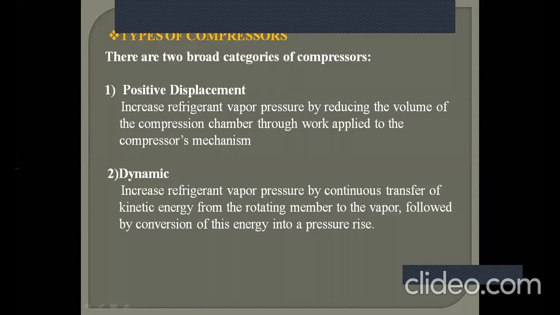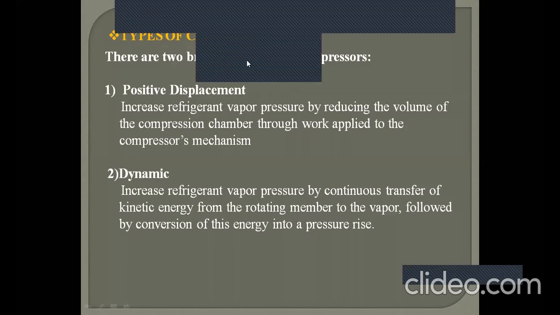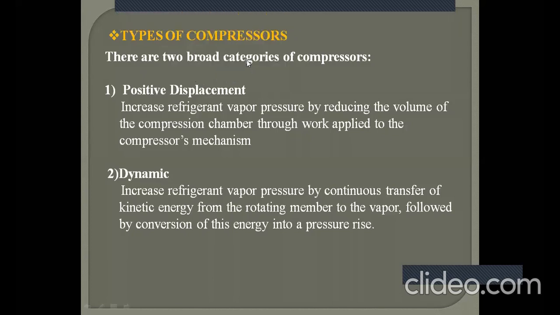Second, dynamic compressors. Dynamic compressors increase the refrigerant vapor pressure by continuous transfer of kinetic energy from the rotating member to the vapor, followed by conversion of this energy into pressure rise. So in short, dynamic compressors increase the pressure by converting the kinetic energy of the gas into pressure energy. Okay, so these are the two basic categories: positive displacement and dynamic.